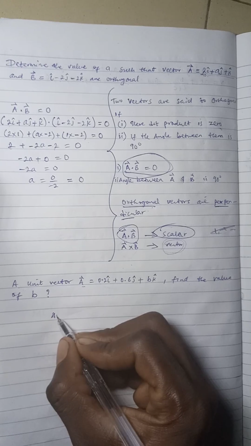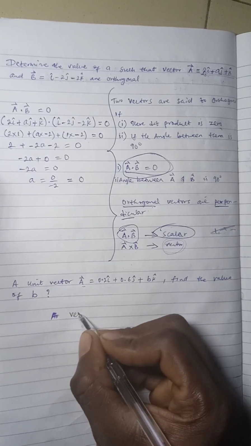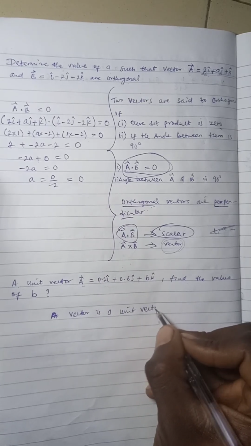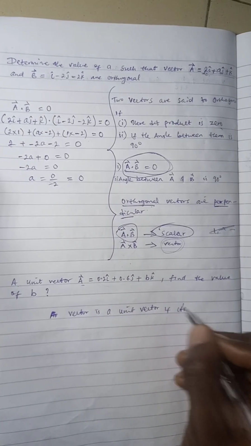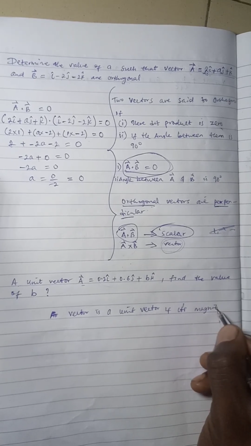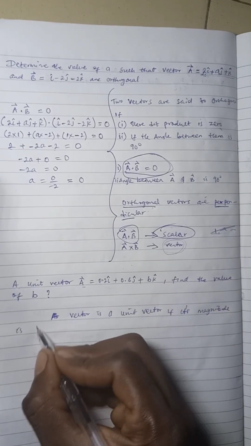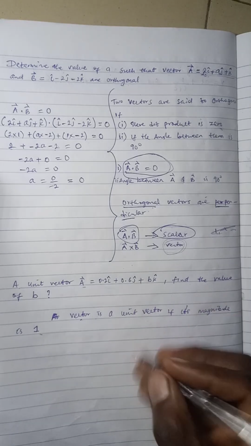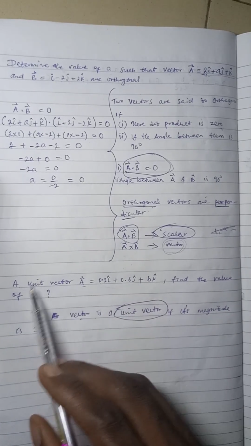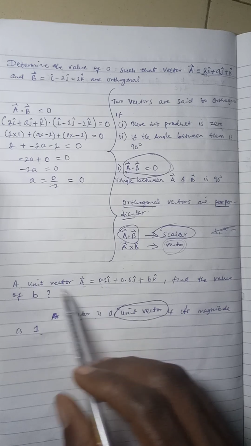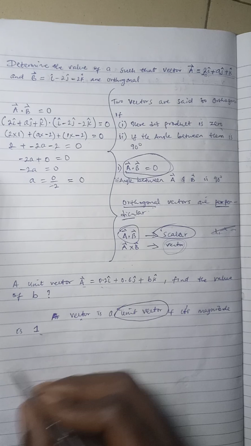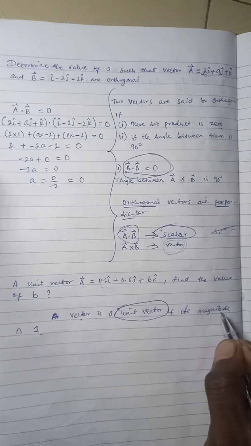A vector is a unit vector if its magnitude is 1. So now, if the magnitude of a vector is 1, we say that vector is a unit vector. So for them to tell me that this is a unit vector, they have indirectly told me the answer. I know that a vector is a unit vector if its magnitude is 1.